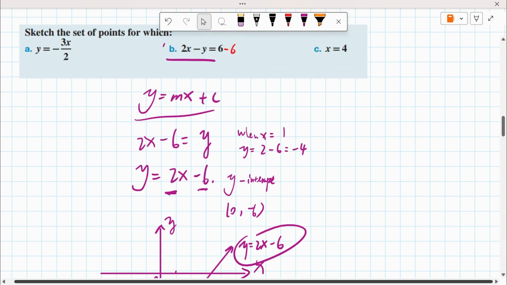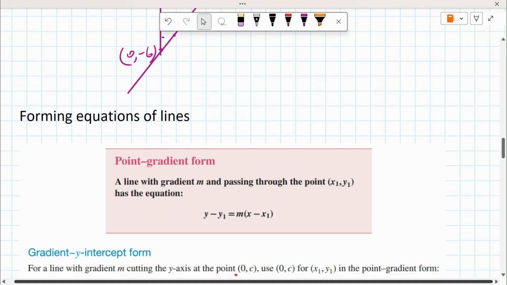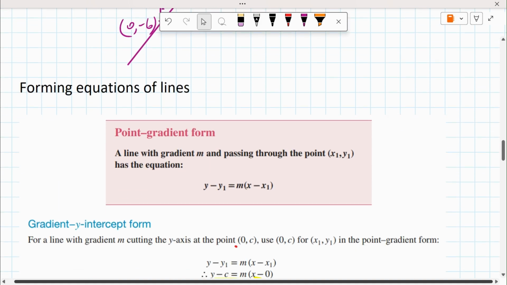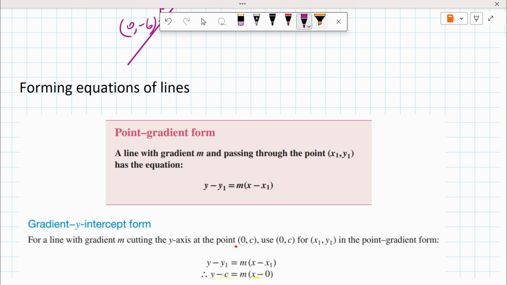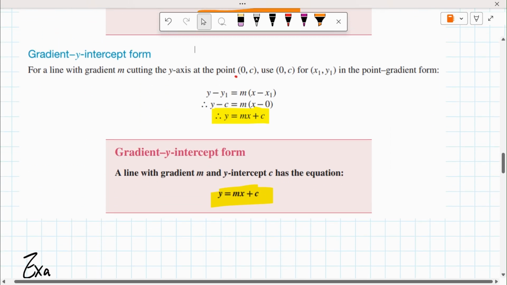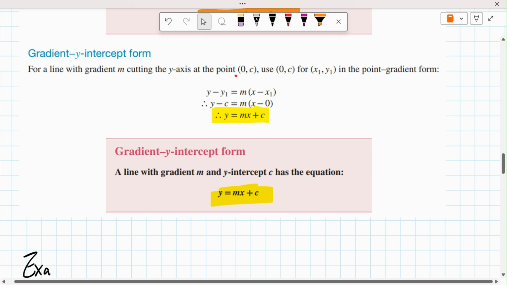Another two I want you to try out. Maybe during this time you can have a look at it. Another thing is the form for equations of lines, called point gradient form. If you know the gradient and the line passes through one point, one coordinate, you can use the point gradient form to find the linear relation. Another one is the gradient y-intercept form, which is y equal to mx plus c.